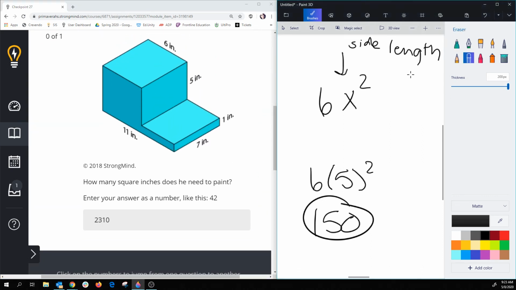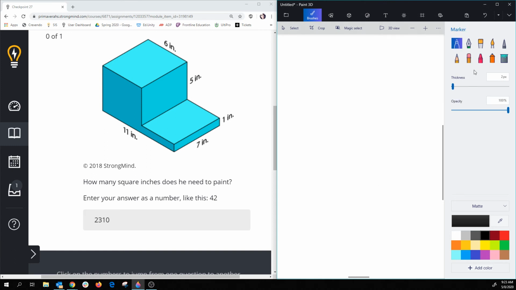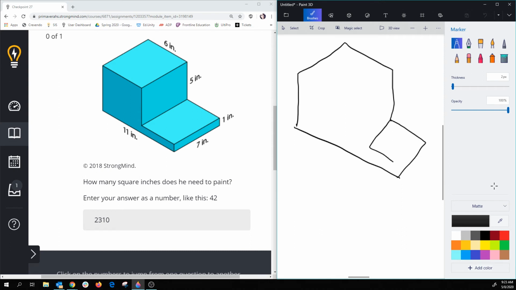Alright, next one. So here's our next composite figure. I'm going to do this the same way we did the other one, where I'm going to sketch it as best I can and hope for the best. Alright. So let's double check our units first. We want to know our answer in square inches. All the units on this figure are in inches, so we are good. And then all we have to do now is just find the surface area of each of the sides.